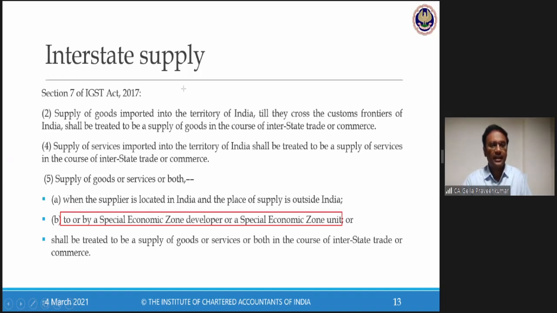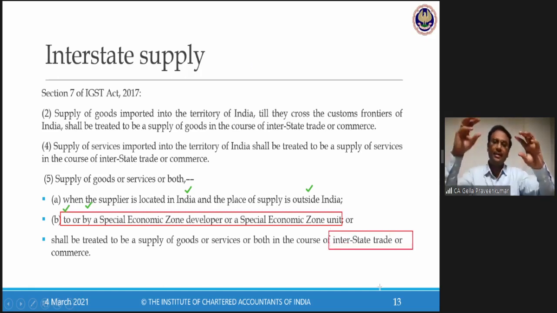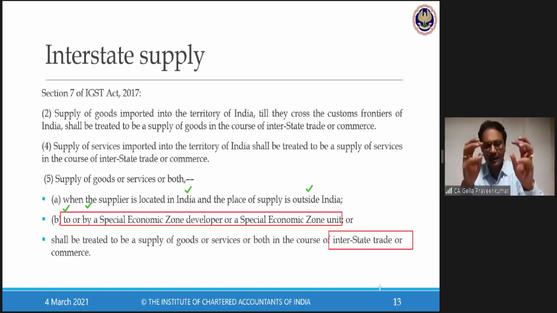Now, when the supplier is in India, when the place of supply is outside India, or to or by a SEZ developer or unit, it shall be treated to be a supply of goods or services in the course of interstate trade or commerce. Any supply where the supplier is in India and the place of supply is outside India, I call that interstate trade or commerce. For 5A, I'll give you an example.